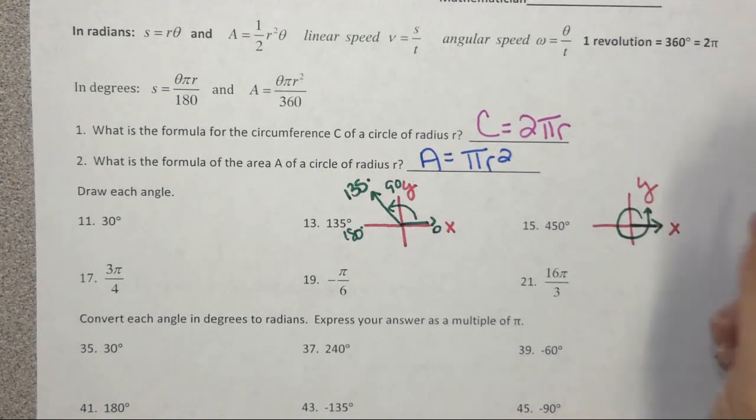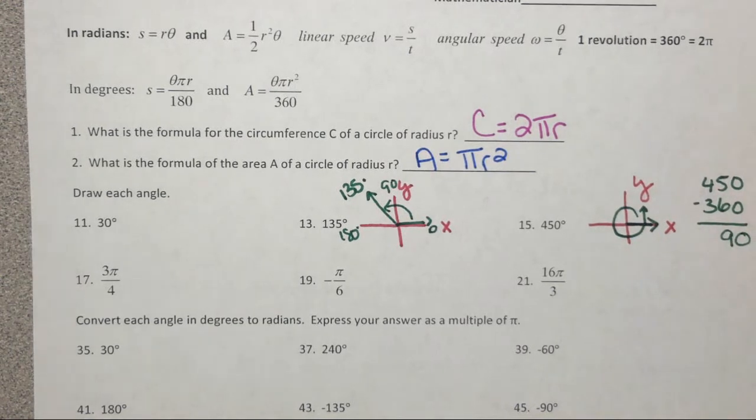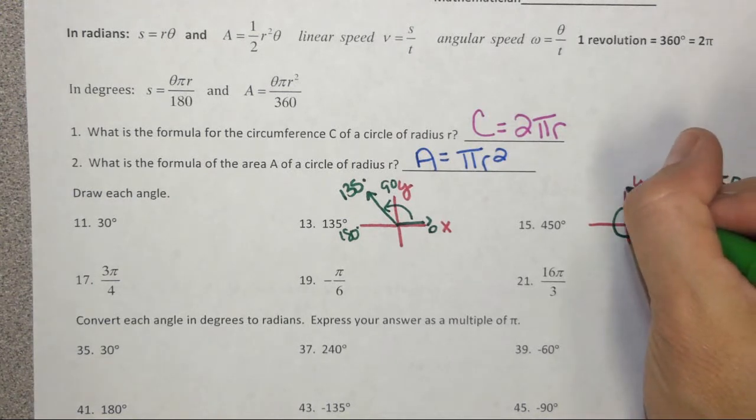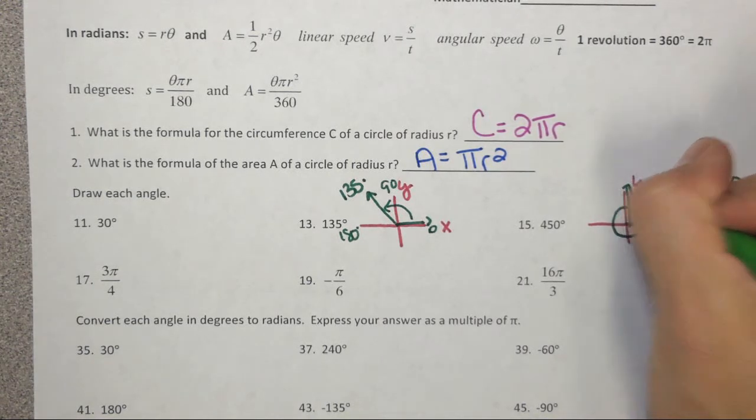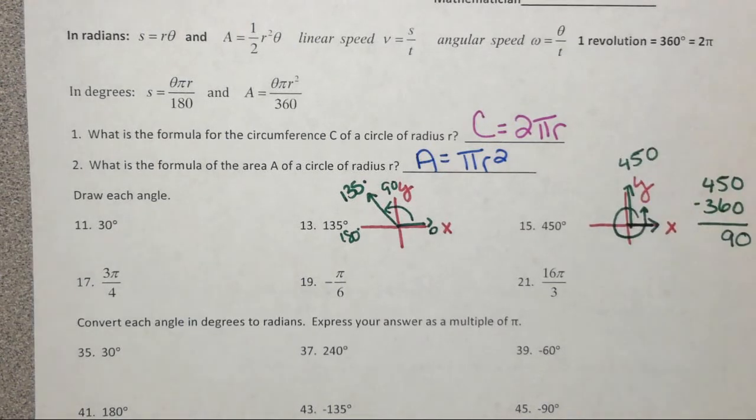In fact, 450 minus 360 is 90. So I'm going to go all the way back up to here, and then I'm going to label it 450 degrees.